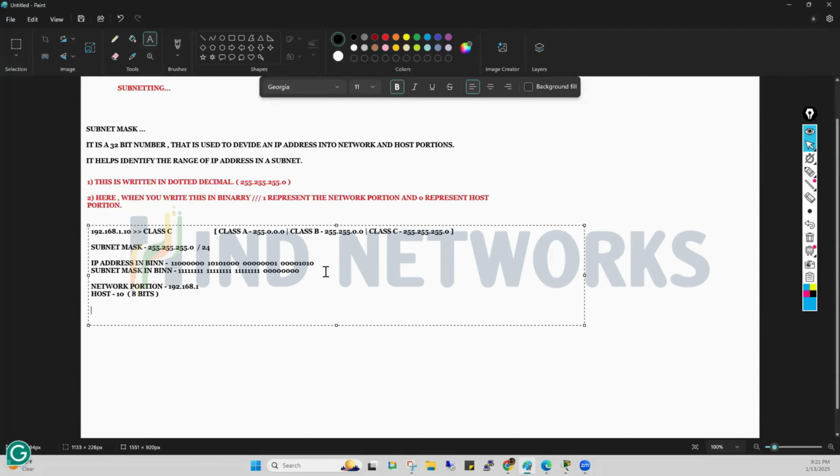So if I ask you what the network ID is here, network ID means you need to write the network portion. The network portion is 192.168.1. But if I ask you to write down the network ID, you write the network portion, and in the host portion you write 0. So the network ID will be 192.168.1.0. Clear?